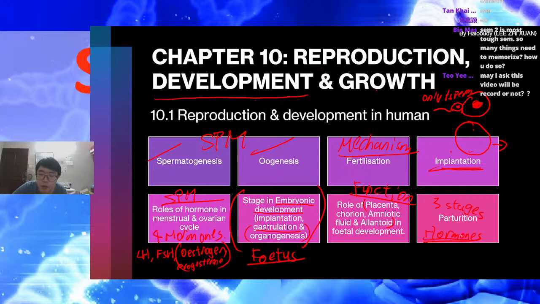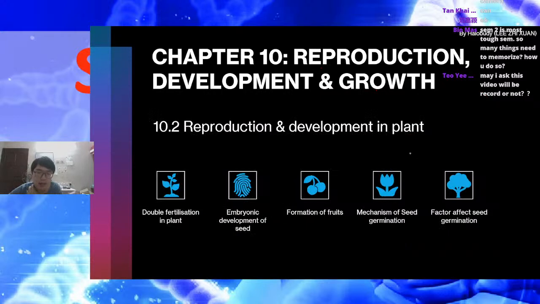Because there are some hormones that play a major role in the pituitary. You have to know that. Okay, so this is for human. This is only for human. So I already said, not only human, plant also you have to learn. So the first one is double fertilization in plant.